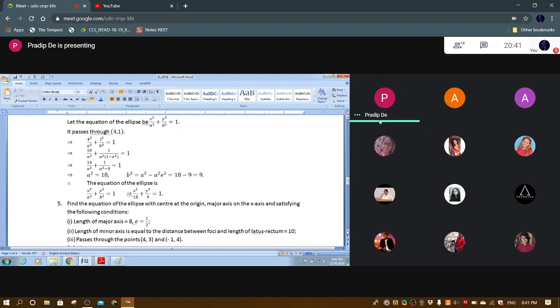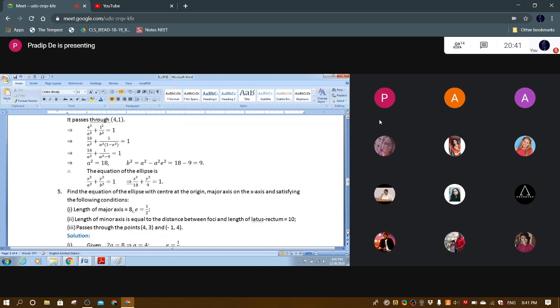Tell me. All of you, please try. And while solving, if you face any difficulty, you can clear your doubt. So x square by 16 plus y square by 12 equal to 1. Let's see now.